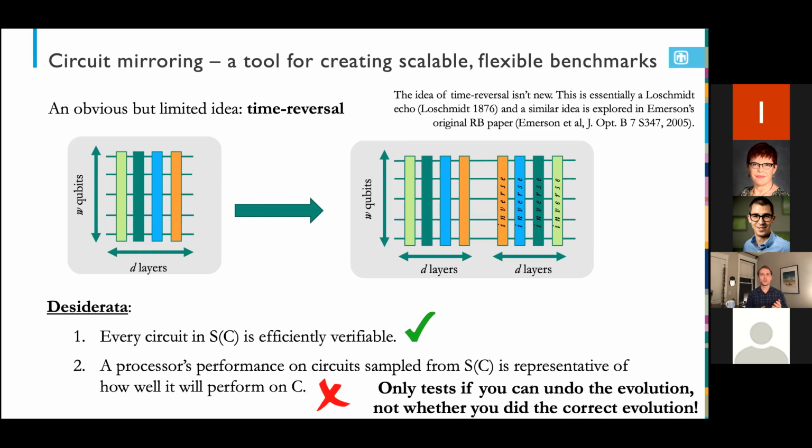And a similar idea is in Joseph Emerson's original RB paper, which is one of the foundations for benchmarking quantum computers. And this idea has been explored various times since then as well. But it's always been essentially discarded as not a very good idea, because the performance on this circuit is really not representative of how well you can perform this original circuit C. And the reason for that is you're just testing whether you can undo an evolution, not whether you actually did the correct evolution.